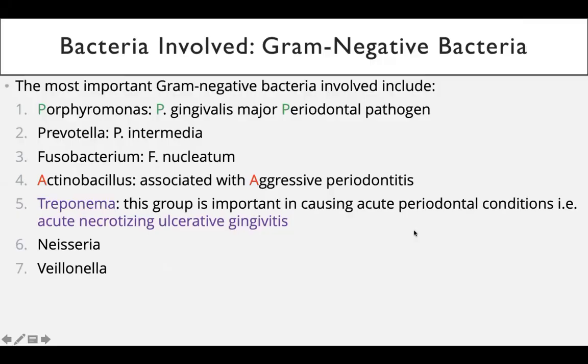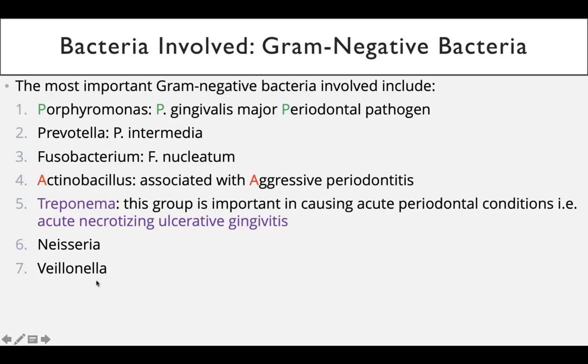So bacteria involved, gram-negative bacteria. The most important gram-negative bacteria involved include P for periodontal pathogen. This is the major. So Porphyromonas gingivalis, major periodontal pathogen. And then we have Prevotella intermedia, Fusobacterium nucleatum, Actinobacillus associated with aggressive periodontitis, AAA, PPP. Okay, then Treponema. This group is important in causing acute and severe periodontal condition, acute necrotizing ulcerative gingivitis, ANUG.